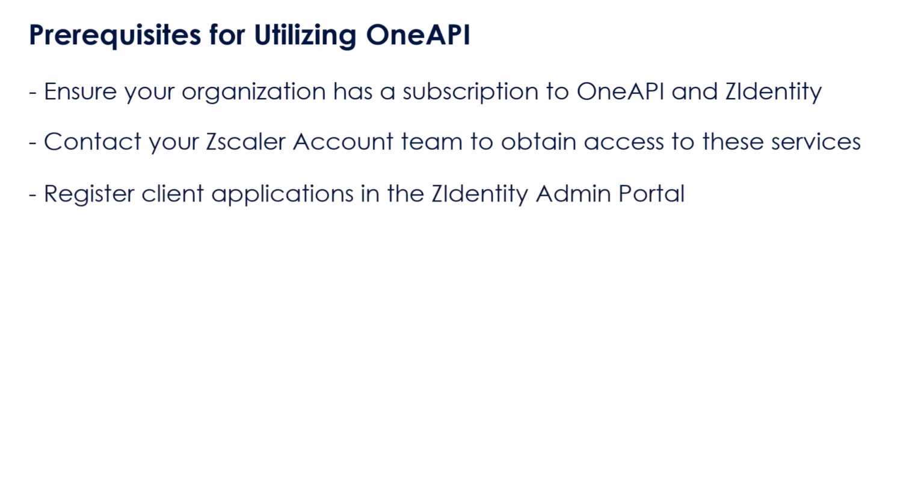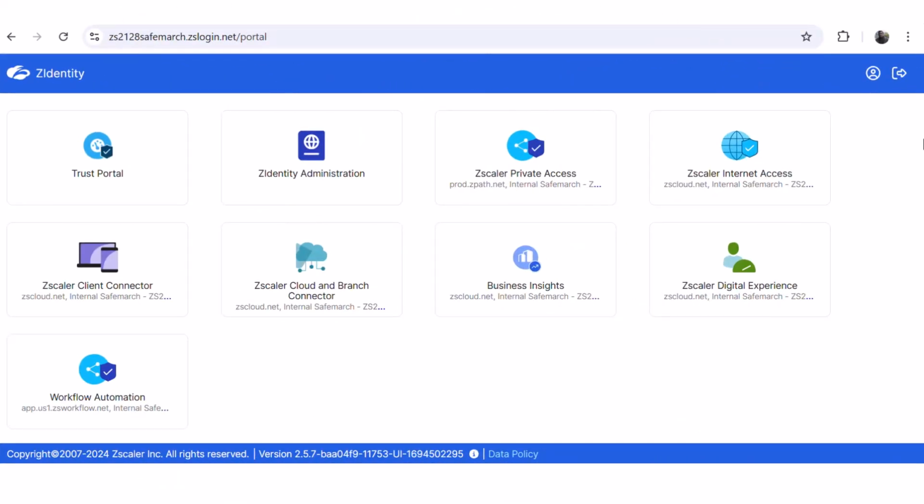To access an API resource at first, we need to create an API client, and then zIdentity authenticates and authorizes the API clients to access the API resources. Let's move on to the zIdentity portal and take a look at how to create and configure an API client.